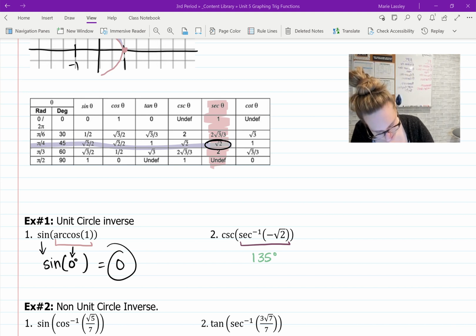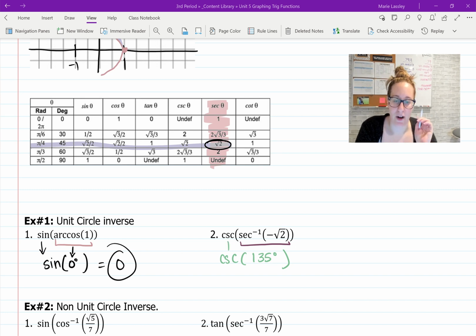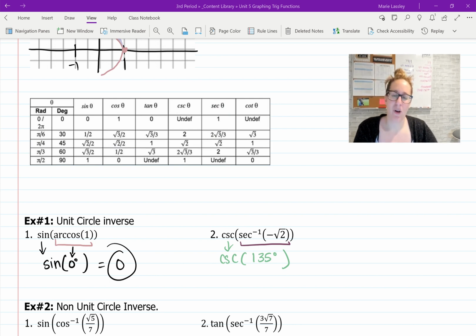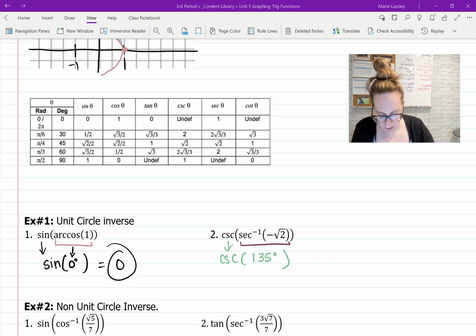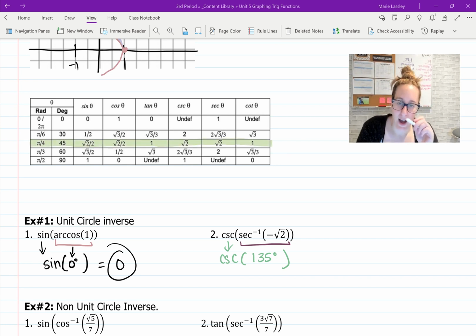All right, last piece. Bring down that cosecant. So I want to know, okay, what is the cosecant value of 135 degrees? Right, well, 135 degrees isn't on our chart, but we know that this is 45. So we know that this is the 45-degree angles. All right, we just have to keep in mind, what is cosecant going to be in the second quadrant? Is it going to be positive or negative? All right, and we'll deal with that when we get to that part.